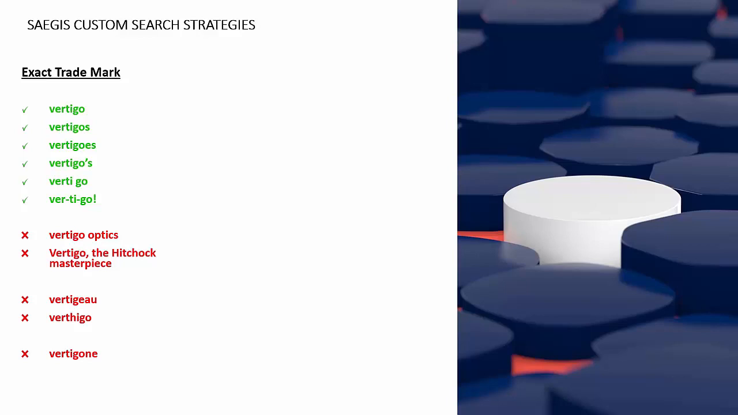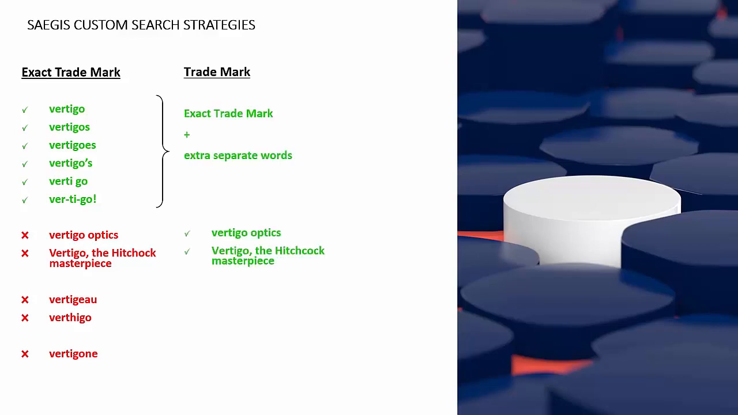Switching back to the trademark field for your searches will cast a wider net, adding to the results that were already found with exact trademark. You will now no longer be limited to results that only contain the words you entered. SAEGIS will now also show you multi-word marks or slogans that contain your word. For example, for the word vertigo, you would now also get results like vertigo optics, passion vertigo, or a slogan like vertigo, the Hitchcock masterpiece, on top of the results that were found with exact trademark.